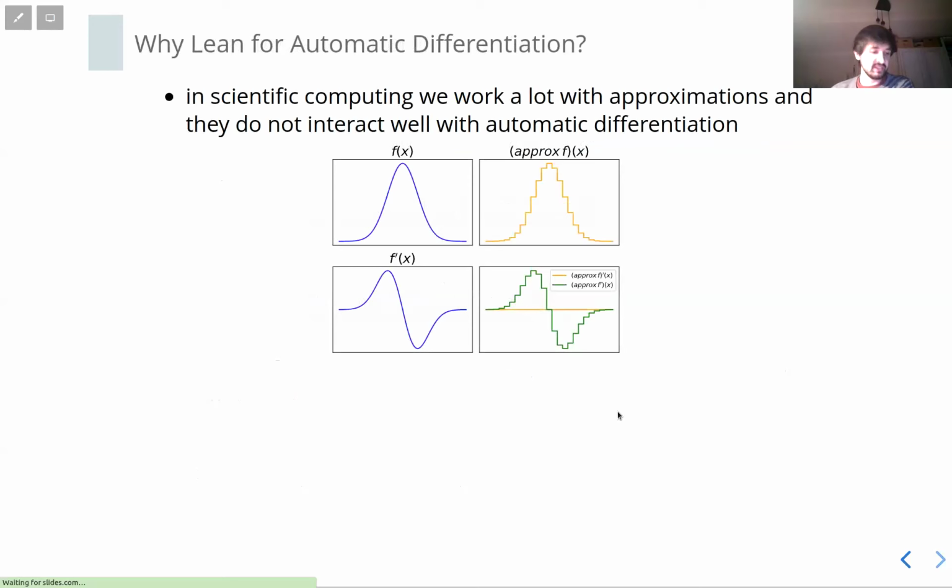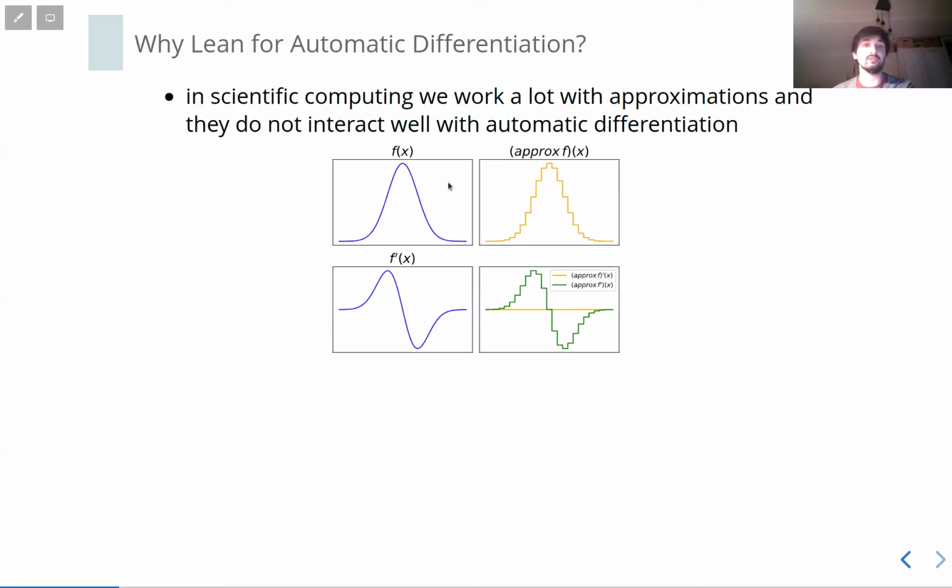One natural question is, there are so many frameworks and libraries for automatic differentiation. Do we really need a new one? Is Lean really special such that it can offer us something new for automatic differentiation? And I believe so. One of the problems in scientific computing is that we cannot compute the answers exactly. So we have to resort to approximation. And the problem with approximations is that they do not compose very well, and they do not work very well with differentiation.